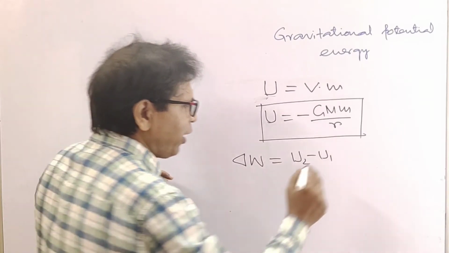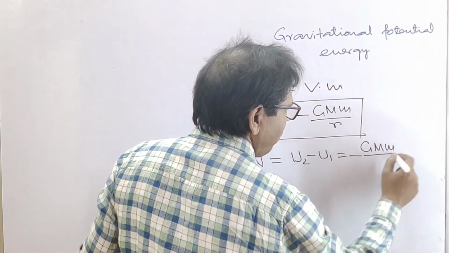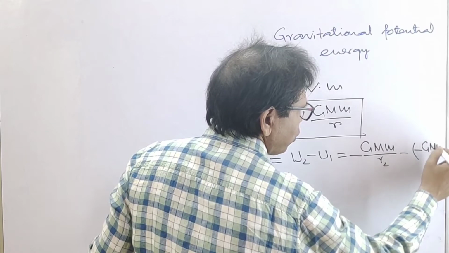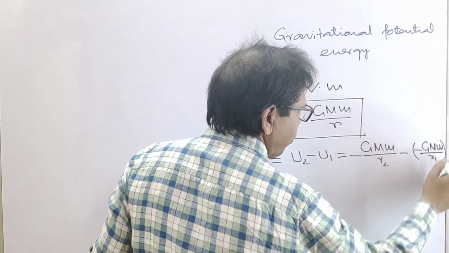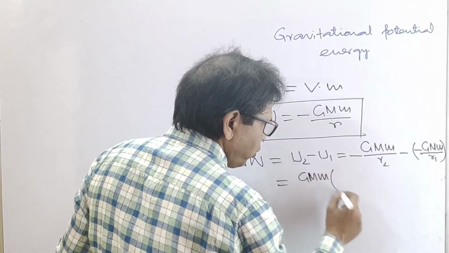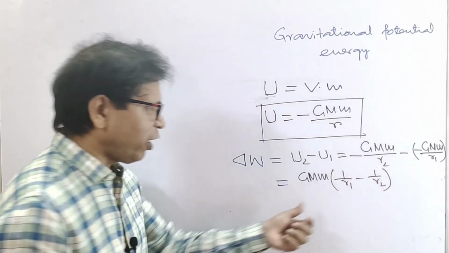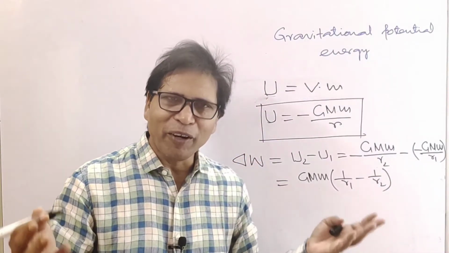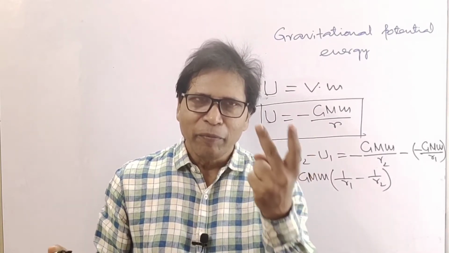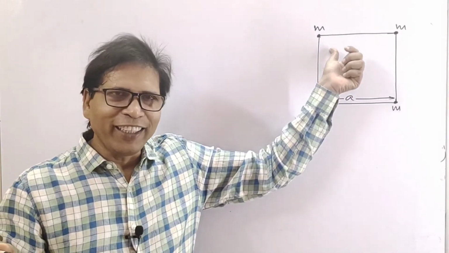Now look at this, this is minus G capital M small m by R2 minus G capital M small m divided by R1. Okay, so this is G capital M small m into 1 by R1 minus 1 by R2. Okay, this is the expression for work done. Now I will be solving two numericals based on potential energy. Okay, now look at this.